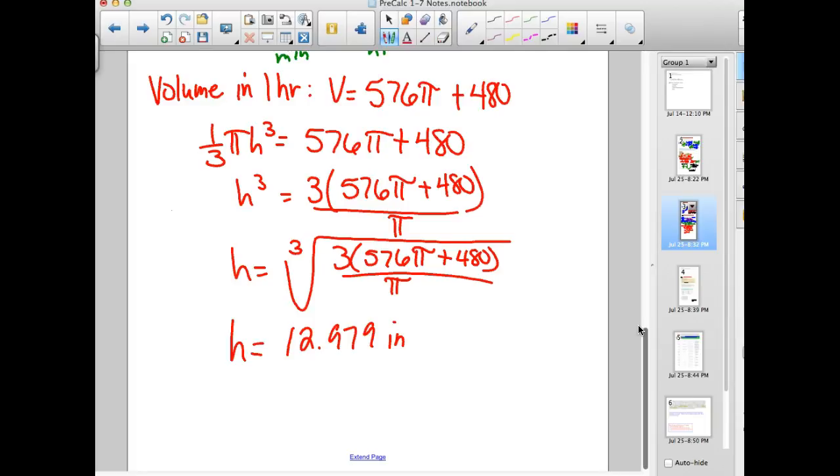All right, check your work. I'm getting 12.979. Yes? Okay. So what was the height an hour ago? It was 12 inches, right? So during that hour, we gained about an inch, just a little under an inch in height.